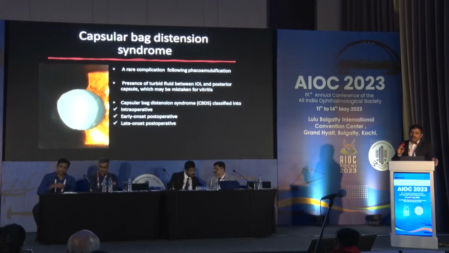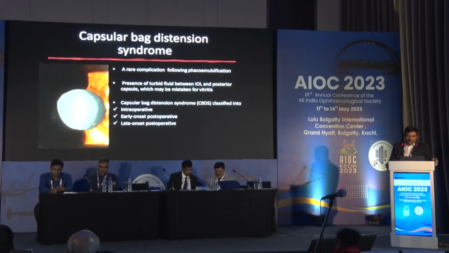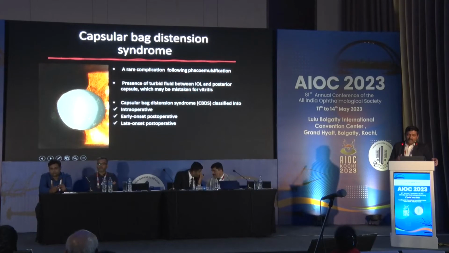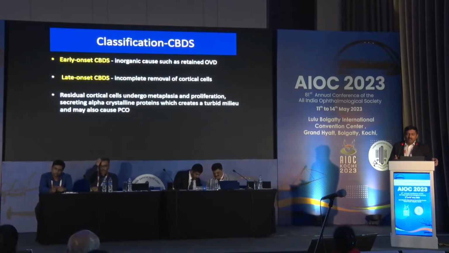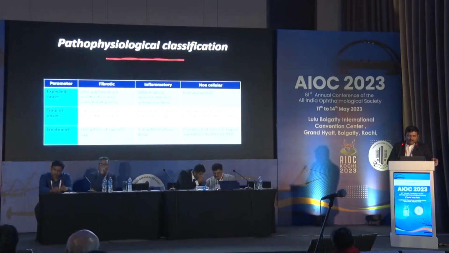Now moving on to the second problem one tends to face, which is capsular bag distension syndrome. It's a rare complication. You tend to see a turbid fluid like this between the IOL and the posterior capsule. It could be intraoperative, early or late postoperative. Early postoperative is invariably due to retained viscoelastic, and late is because of incomplete removal of cortical matter and fibrotic changes. Why we should differentiate is that the pathology is quite different.